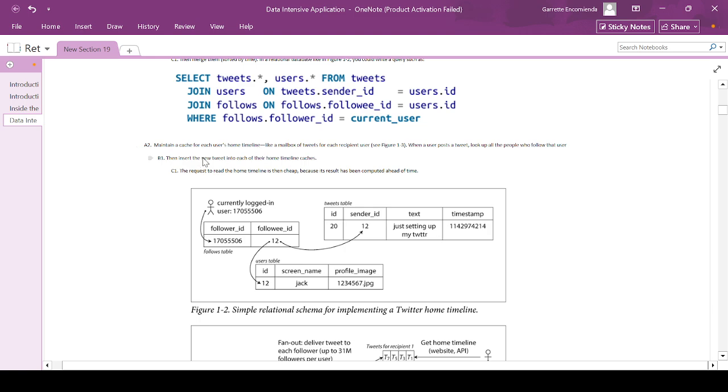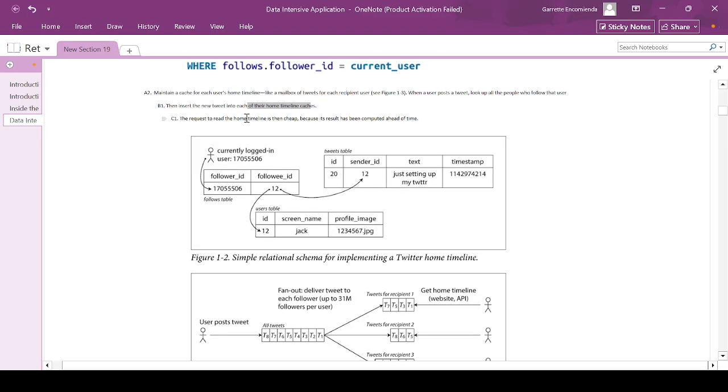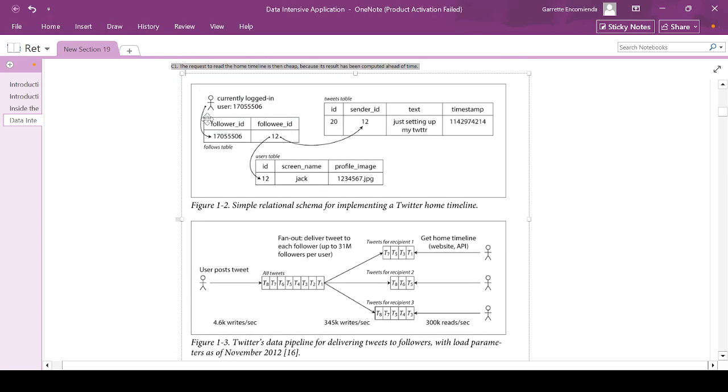So then insert the new tweet into each of their home timeline caches. Now, instead of the client or the user having the burden of looking up, the influencer is the one inserting it into their home timeline caches. The request to read the home timeline is then cheap because its result has been computed ahead of time. So, an example.